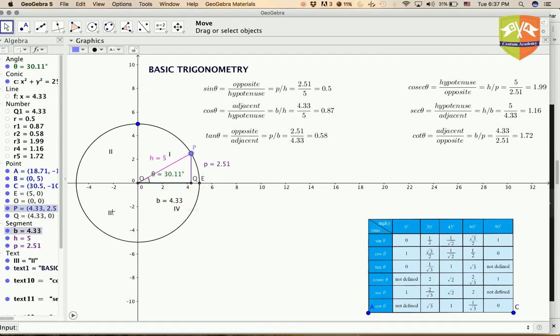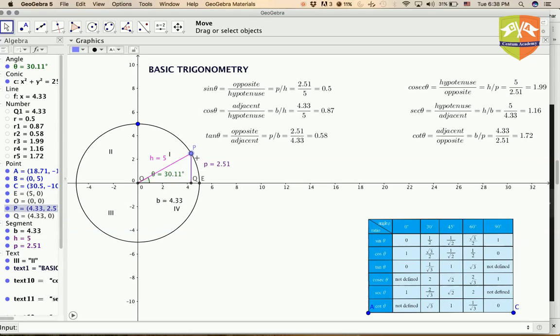Now 1, 2, 3, 4 denote the four quadrants in which we have divided this plane. And angle theta is always measured from the x-axis, away from the x-axis in the anti-clockwise direction, and anti-clockwise is taken to be positive theta. In this case it is shown to be 30.11 degrees.